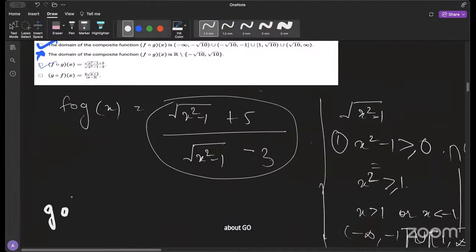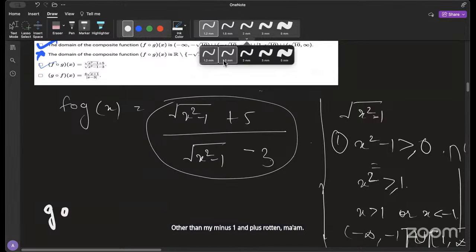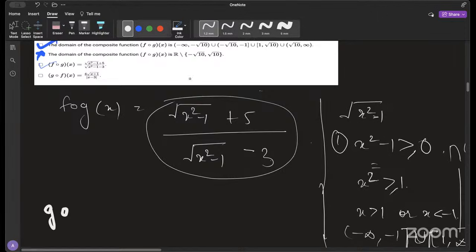About g of f. Ma'am, in the second option, real numbers other than minus root 10 and plus root 10, ma'am. What? Sorry. Ma'am, in the second option, the domain is everything except minus root 10 and plus root 10, no? Yeah. In the first option, we excluded minus root 10 and plus root 10. Why are they both not the same? These two. Yes, ma'am. Okay. In these two.